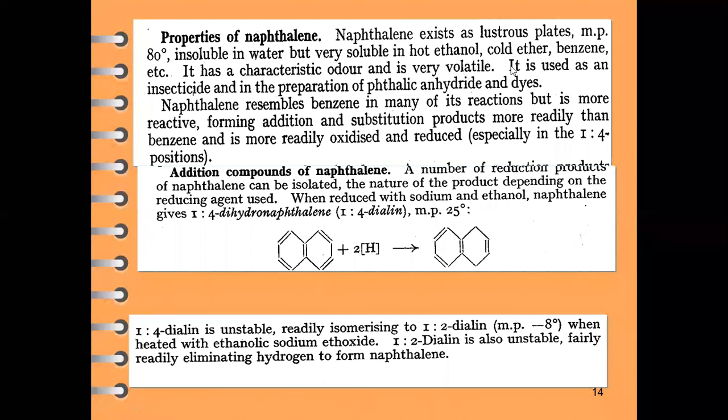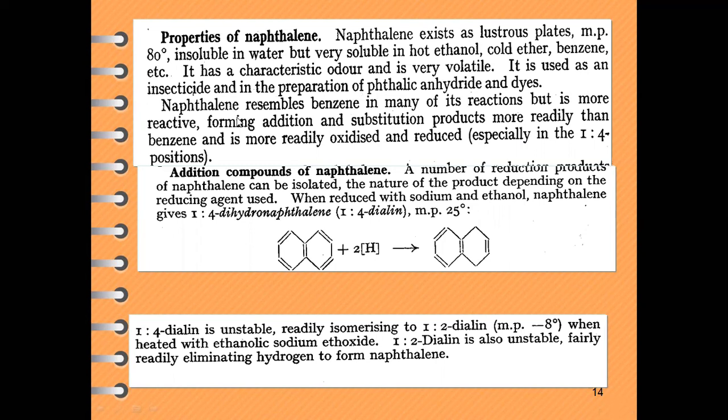It is volatile in nature. It is used as an insecticide, and in the preparation of phthalic anhydride and dyes. Naphthalene resembles benzene in many of its reactions. As naphthalene has two fused, condensed benzene rings in its structure, it shows the majority of the properties of benzene. It resembles benzene in many reactions.